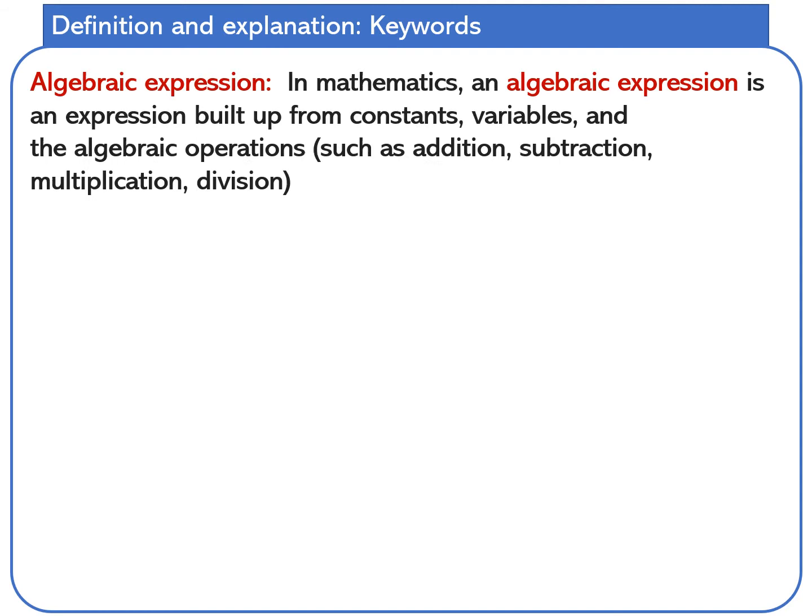In mathematics, an algebraic expression is an expression built up from constants, variables, and the algebraic operations such as addition, subtraction, multiplication, and division. There are various examples you will have seen of this, like 3x plus 4y, or x plus 4 divided by z. Importantly, we do not have an equals, so it does not equal anything. That would then be an equation or a formula.